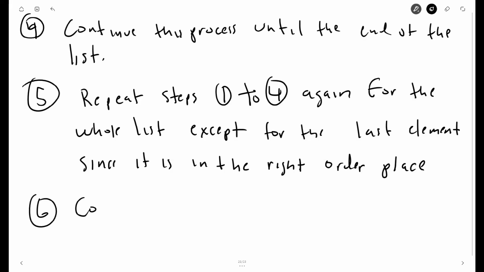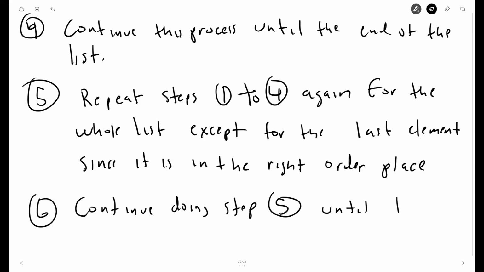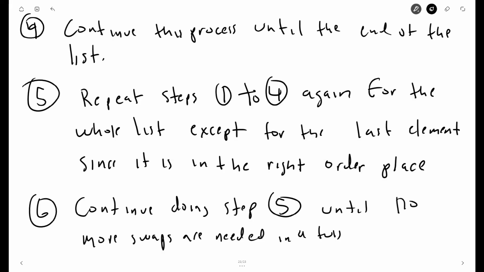So now continue doing step 5 until no more swaps are needed, meaning a full complete pass through. Now we're going to do an example.